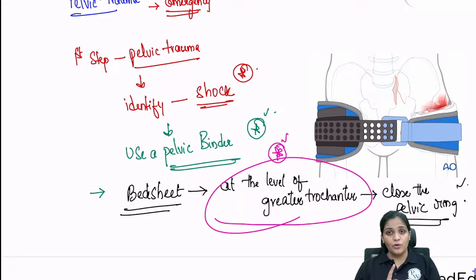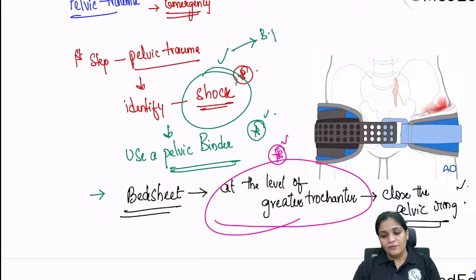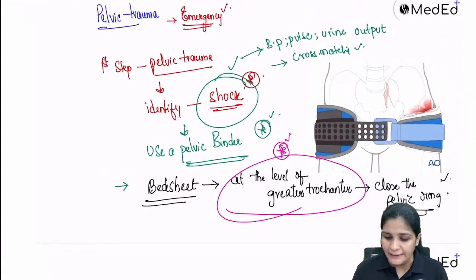And one more important thing you have to do in pelvic cases is analyze the patient regarding the shock. For that, you have to check the BP, the pulse, and then the urine output. These three are very, very important. And then send for cross matching, right? A sample should be sent for blood grouping and cross matching, right? This is very, very important whenever we are dealing with pelvic trauma. And once you put the pelvic binder, then you can send the patient for imaging, like X-ray or CT scan. So that is about the pelvic binder.